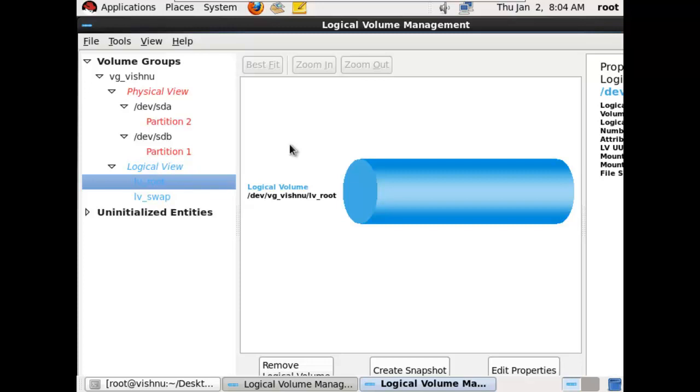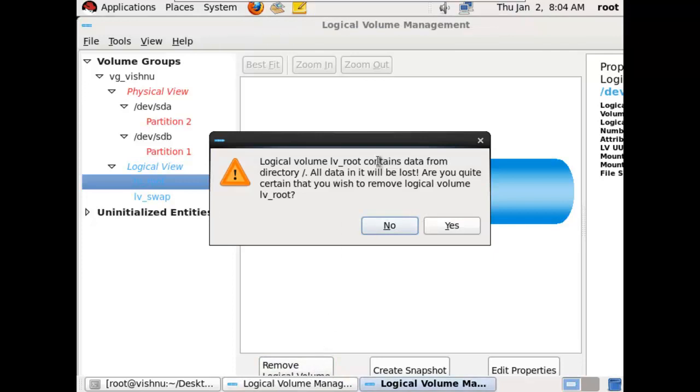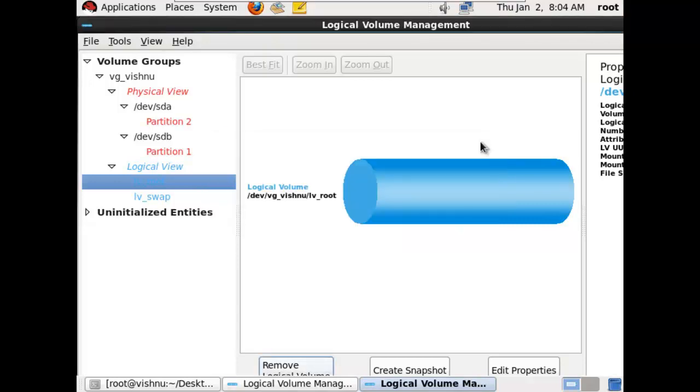Okay, so see guys, if you want to extend the size of root volume, or you can say LV_root, then here we have the option like remove the logical volume. This is the first option. As you can see, if you click it, then this LV_root will get removed. A message has appeared, and if you click yes, then your LV_root will get deleted.